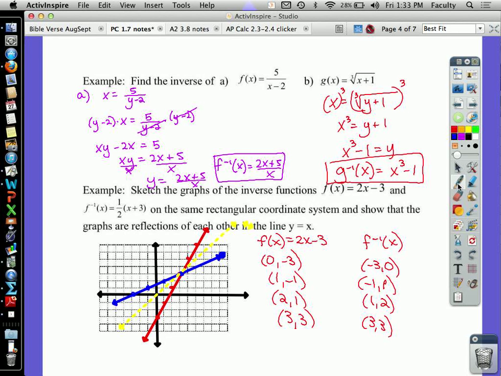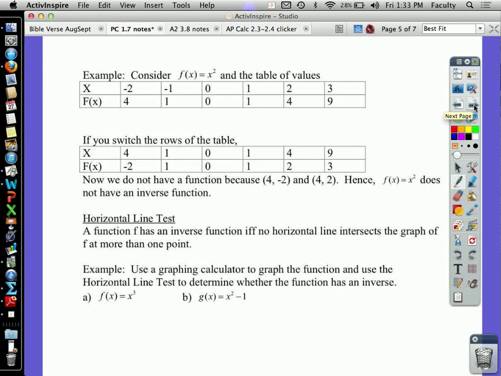Also, just switching x and y values will work, okay? So, algebraically, you can switch x and y and solve for the new y. Graphically, you can either switch x and y and plot them, or reflect the graph over the line y equals x, okay? All right, now in the next example, f of x equals x squared.